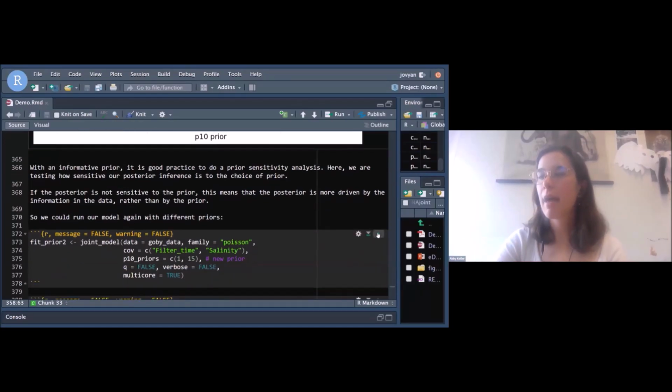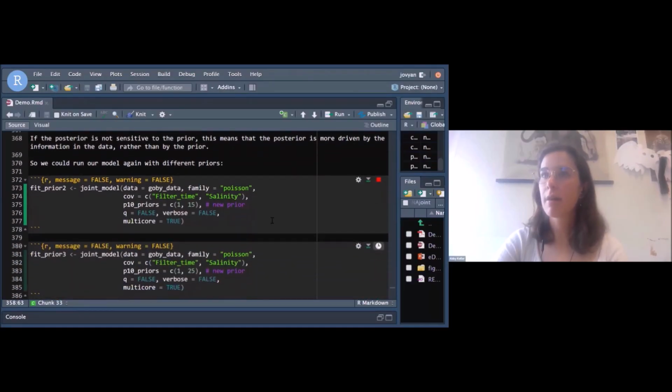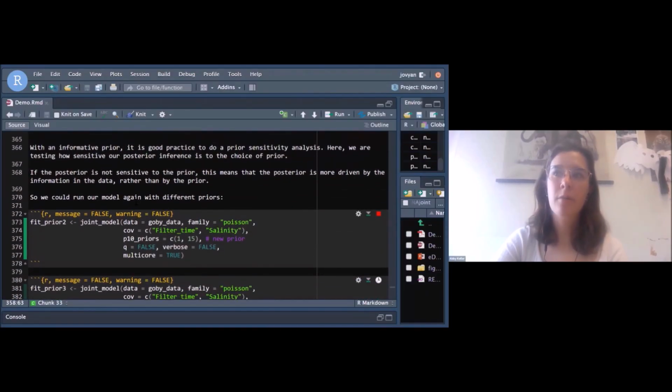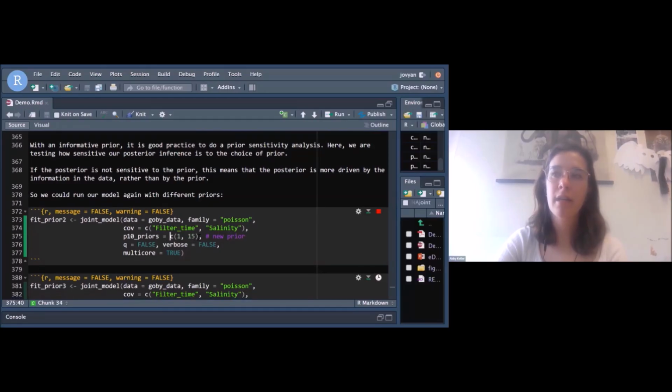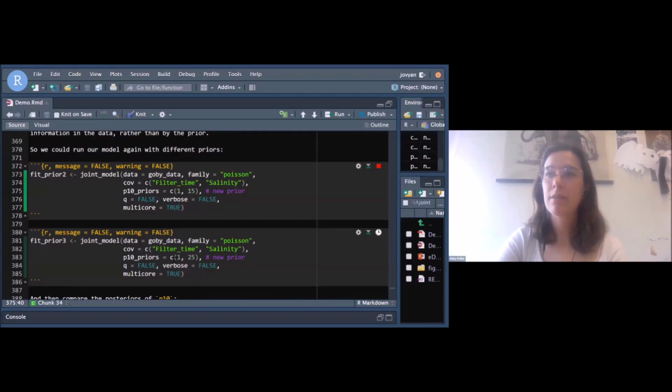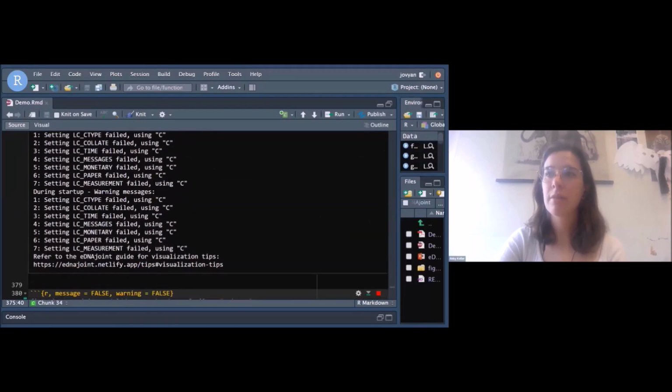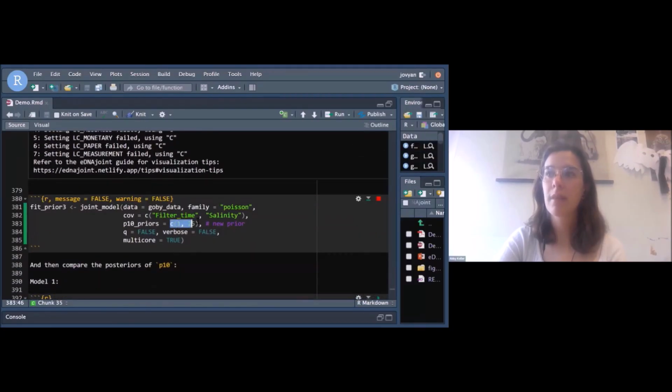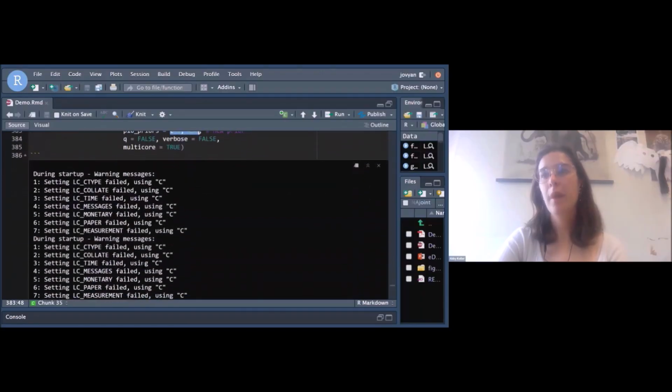So we could run our model again. I'll just get this going while I talk. So we could run our model again with different priors. Here we're specifying a new prior. This one has a larger variance than the default specification. And we can do this third option. This third option has a smaller variance than the default. Let's give this a second to run. Okay.